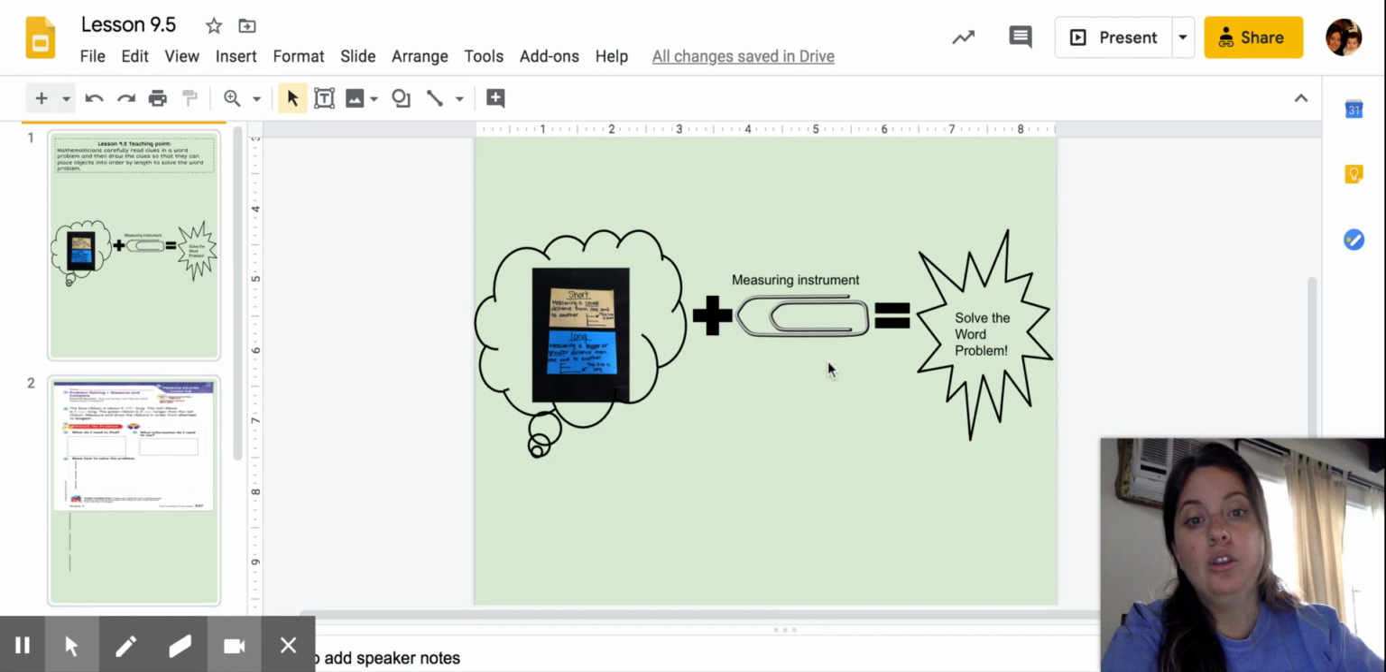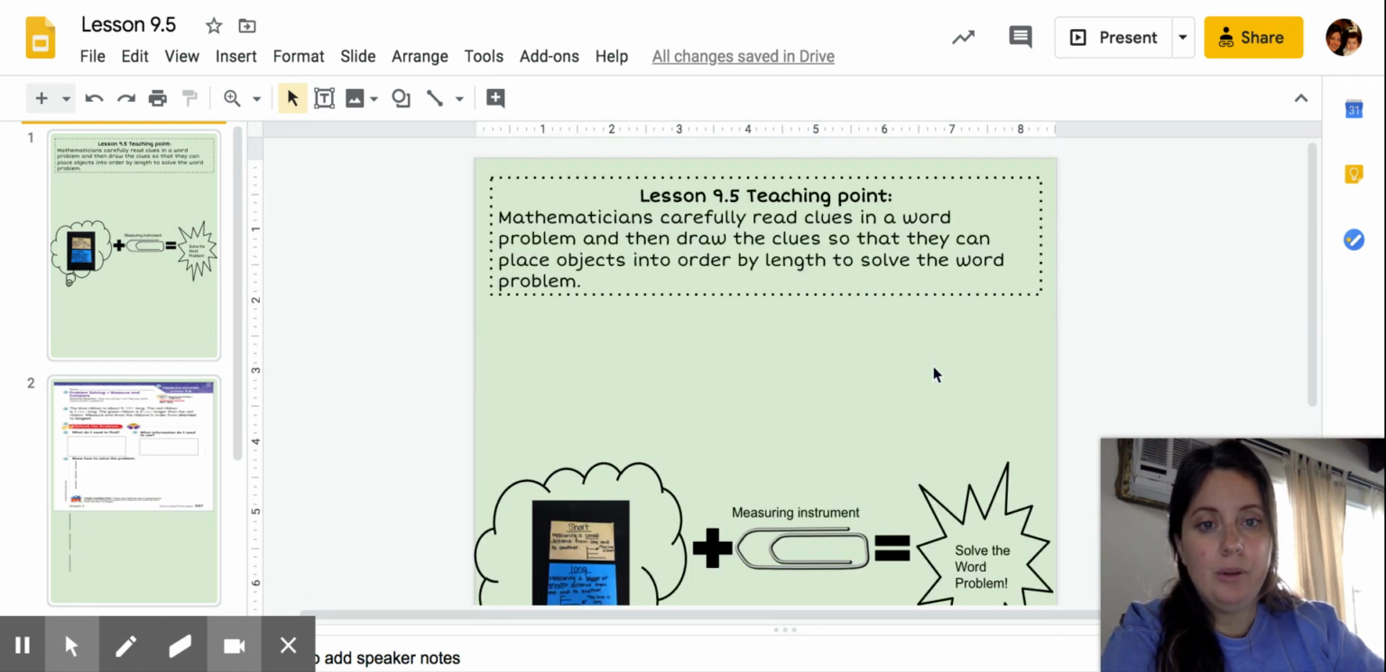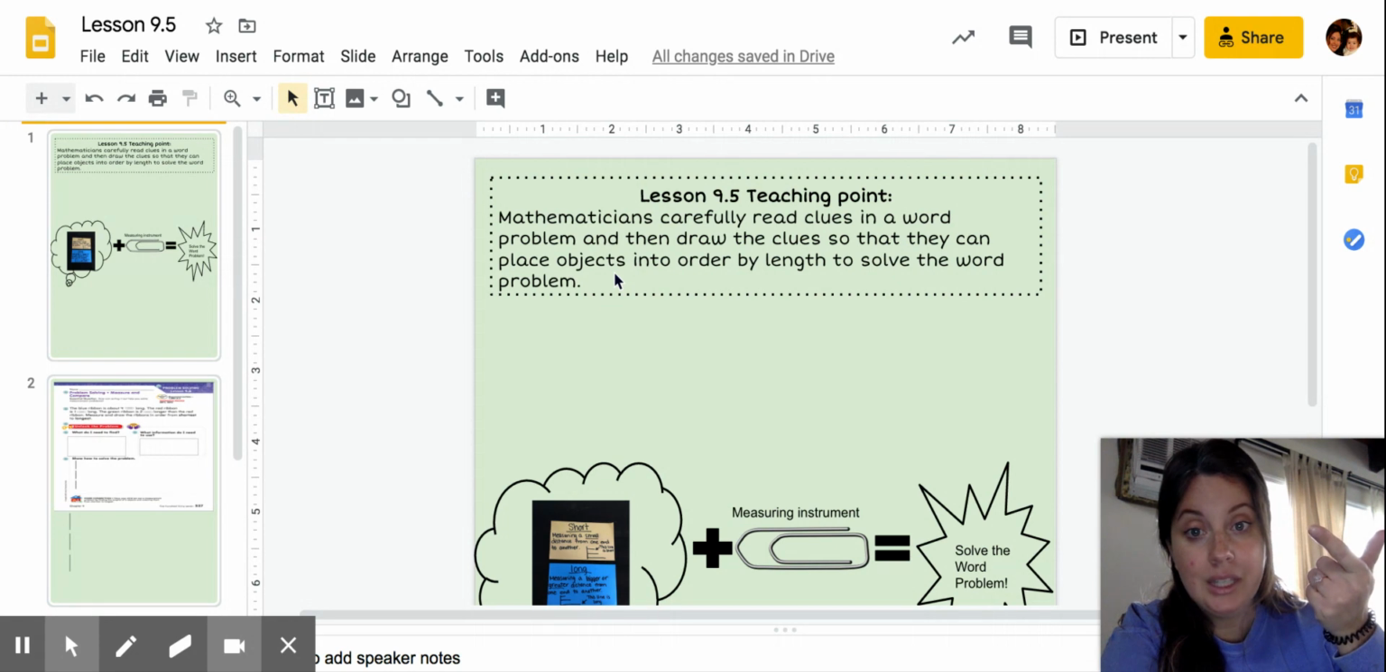This week, you are learning about using different measuring instruments to help you figure out the length of an object. We're going to take those two things and put them together to help us solve word problems today. So our big goal, mathematicians, is to carefully read clues in a word problem and then draw the clues so that they can place objects into order by length to solve the word problem. Our goal is to read the word problem, draw what we're reading, and then place the objects into order by length.